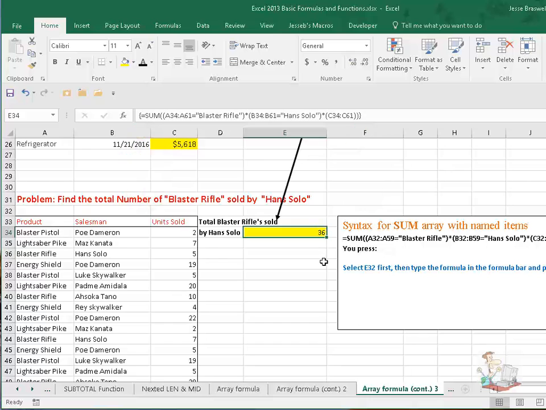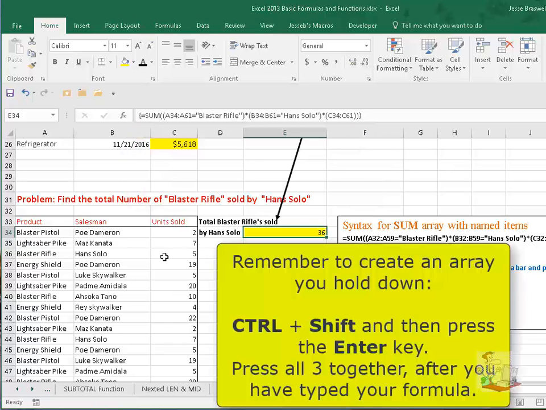And our total answer here is 36. So Han Solo, selling blaster rifles, sold a grand total of 36.